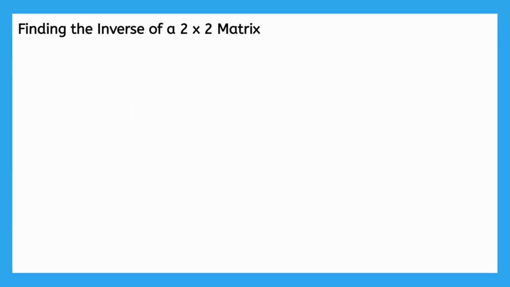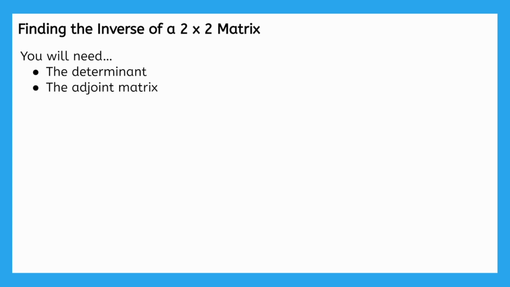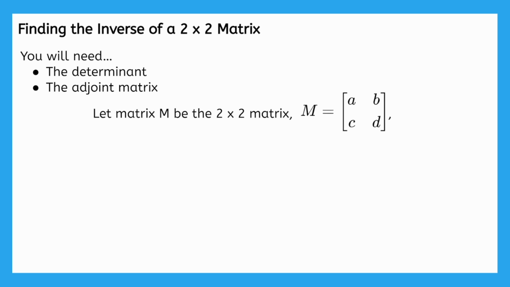Just like with determinants, there is a handy shortcut for finding the inverse of a 2 by 2 matrix. You need two pieces of information to find the inverse of a 2 by 2 matrix: the determinant, which you learned how to calculate in the previous lesson, and the adjoint matrix. We're going to see the official definition of an adjoint matrix in the next lesson, but for today, we're all about the shortcuts. Let matrix M be the 2 by 2 matrix with elements A, B, C, and D.